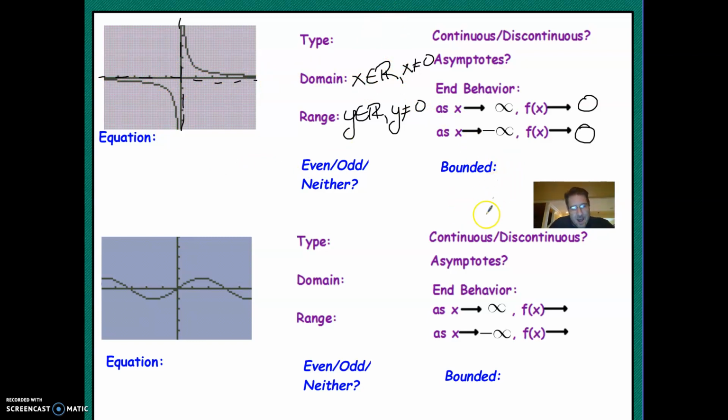So this is not bounded because the range is all real numbers, so it's not bounded above or below. This is an odd function. It is an odd function because every point here has an equal point on the other side of the origin.